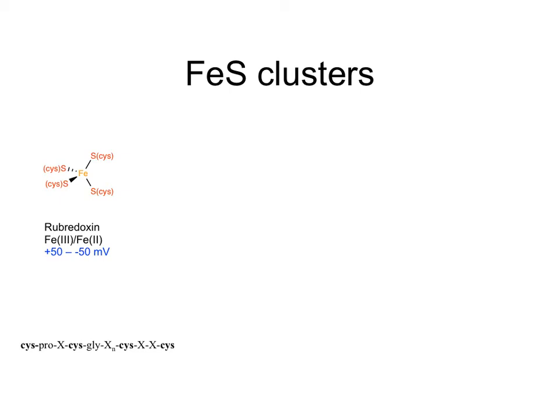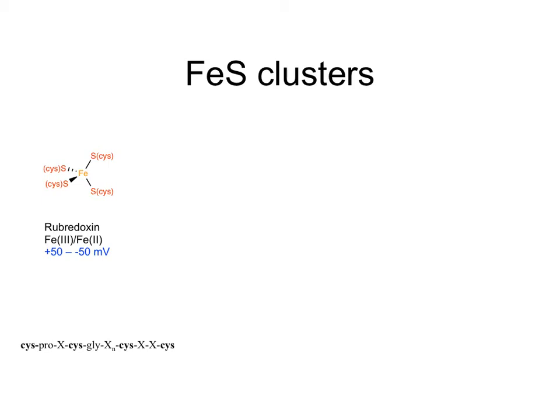Let's now move on to the iron-sulfur clusters, which are very common redox centers in biology. This first example is a rubredoxin. It's an iron surrounded by 4 cysteines. These are actually only found in bacteria and very low life forms, not higher life forms. Iron-sulfur clusters in general are usually found close to the surface of a protein.